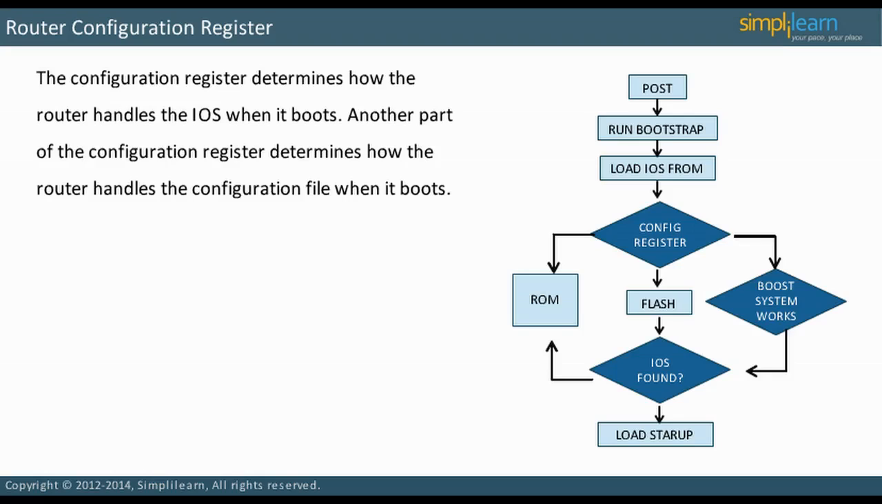Another part of the configuration register determines how the router handles the configuration file when it boots. A value of hexadecimal 2142 instructs the router to bypass loading of the configuration file. This setting is used in password recovery. In the next slide, let us look at how to use the Cisco iOS file system.